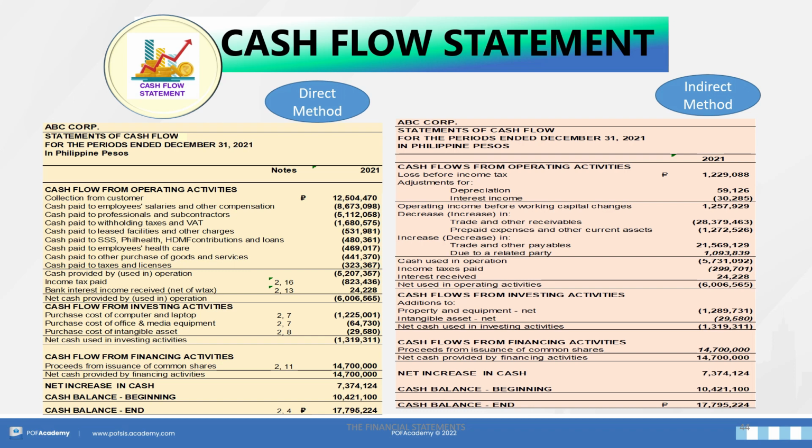Either direct or indirect method, the total of operating, investing, and financing activities are the same. As I said earlier, the amount here is the inflow and outflow of cash from 3 activities. And the ending balance is the same with the cash balance on the statement of financial position, which is 17.7 million.